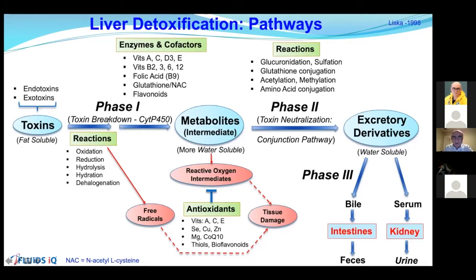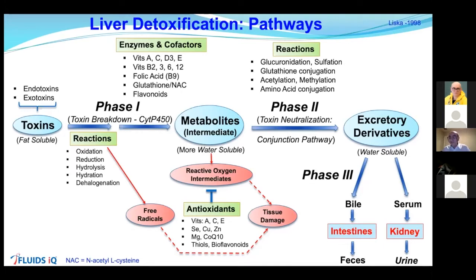In that phase one, the breakdown allows you to get to what we know as the intermediate metabolites, which are becoming more water soluble. And when they become more water soluble, it allows phase two to begin to operate, and that is neutralizing whatever is left of the toxin in order to allow it to be able to go into the rest of the body. And the reactions are very well known: glucuronidization, sulfation, conjugation with glutathione, of course, and with various amino acids.